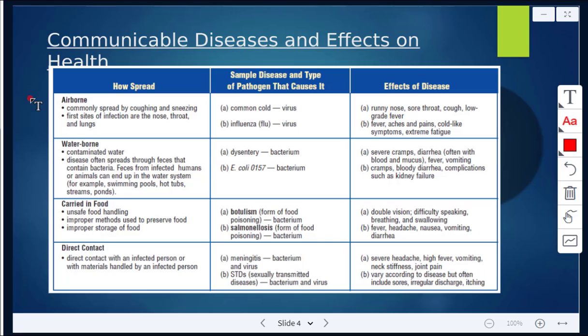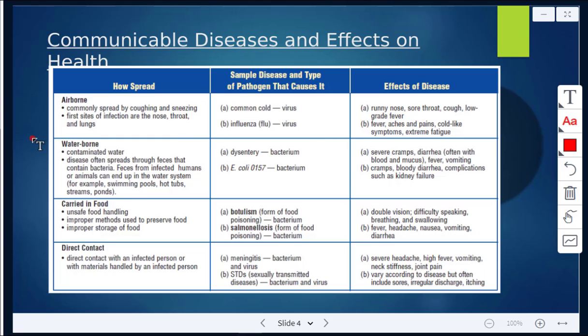So airborne, that is how communicable diseases can be spread. One method is airborne, such as coughing, sneezing. First sites of infection are the nose, throat, and lungs. Examples, common cold from a virus, the influenza flu, which is also from a virus. Effects of the common cold: runny nose, a sore throat, coughing, a low-grade fever. And effects of the influenza or the flu virus: fever, aches and pains, cold-like symptoms, and extreme fatigue.